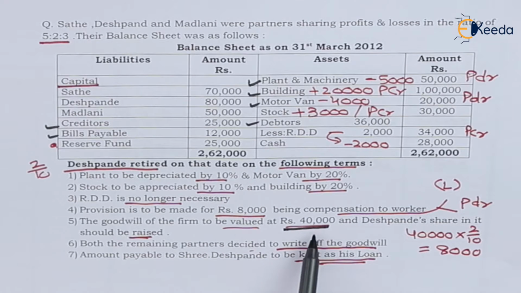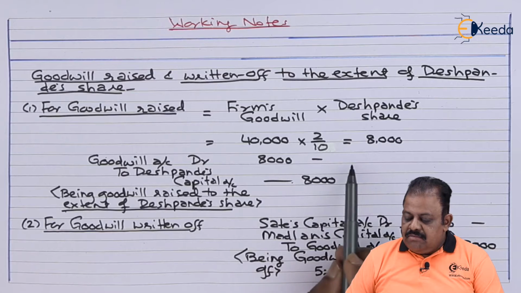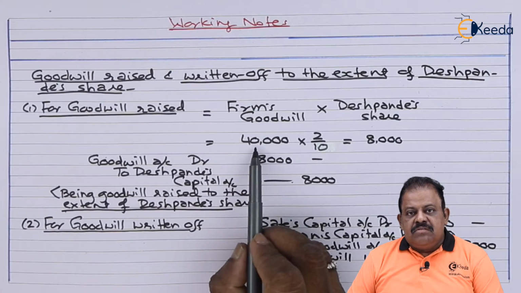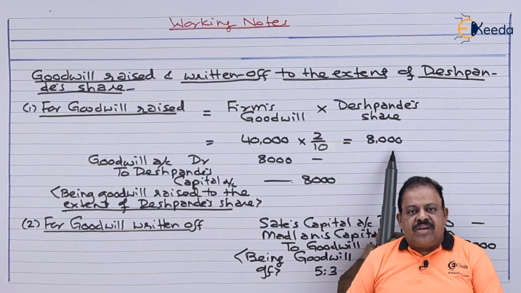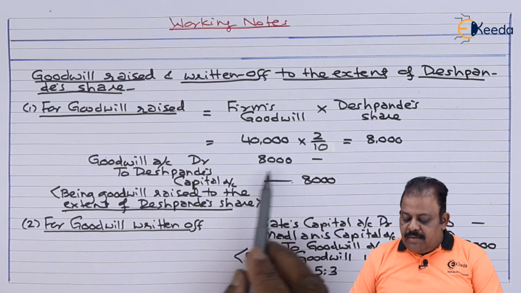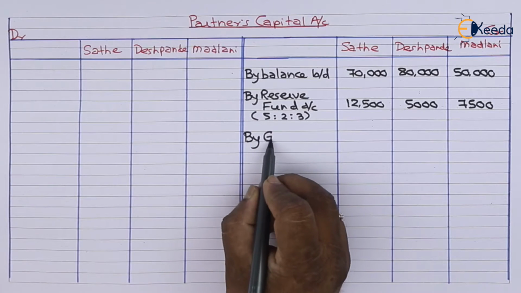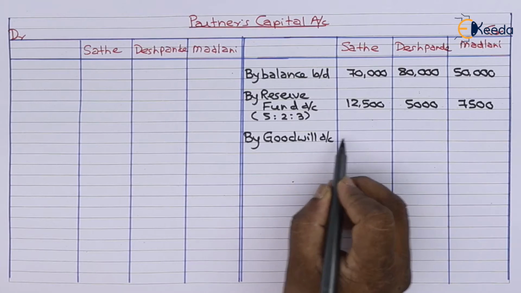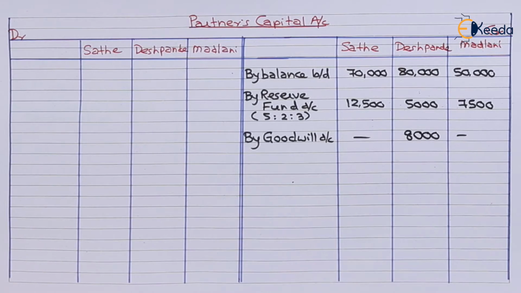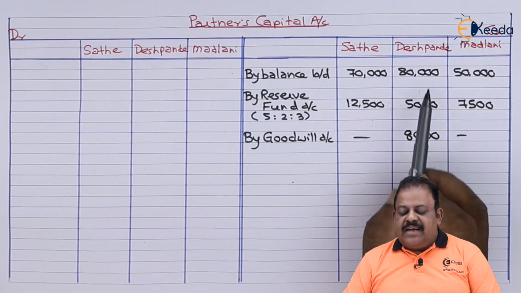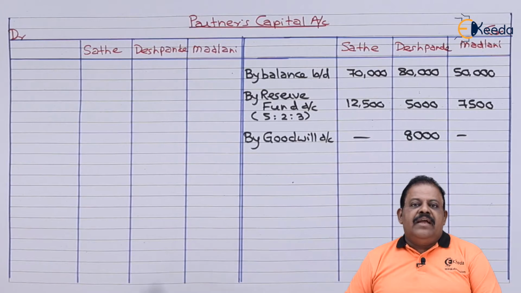The goodwill of the firm valued at 40,000. Deshpande's share to be raised, which is 8,000. Remaining partners decided to write off goodwill. We have done working note for this. Firm's goodwill agreed 40,000. Deshpande's share 2 by 10 comes to 8,000. Our entry is goodwill account debit to Deshpande's capital account 8,000. Partners capital account credit side, Deshpande column, by goodwill 8,000.